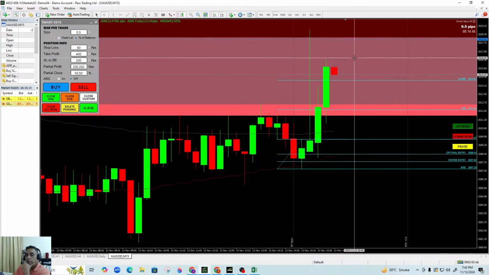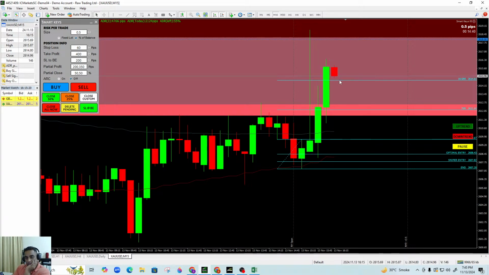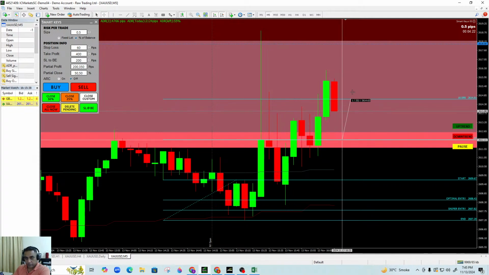Candle closed with some top wick. We should pull back to 2614 and then head up, or 2612 and then head up. It's 15 minutes more for NYSE open.